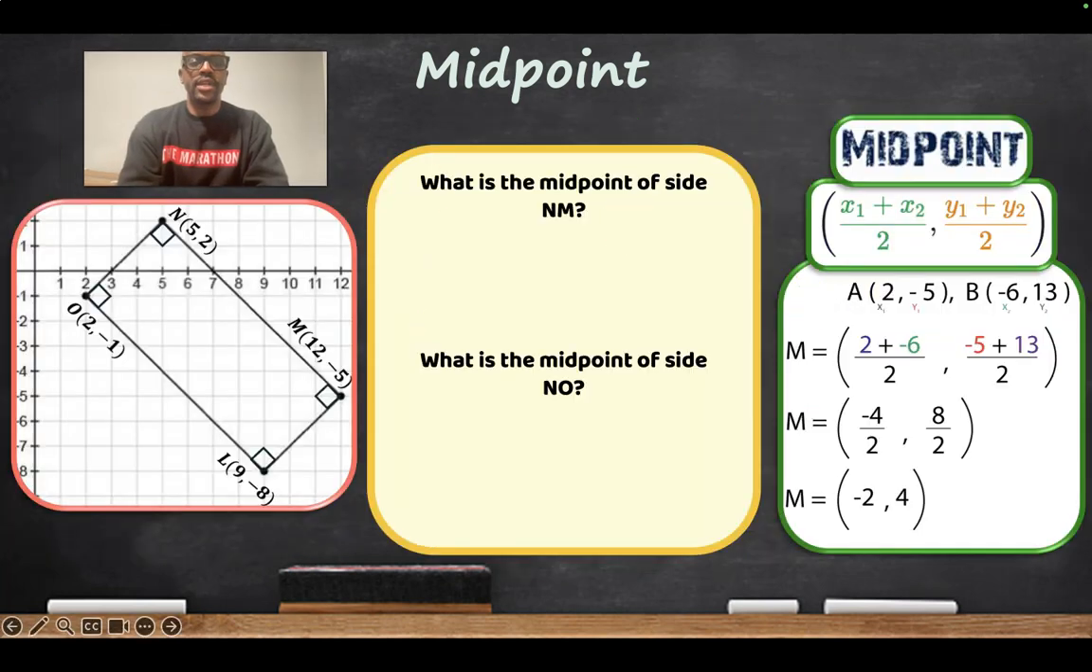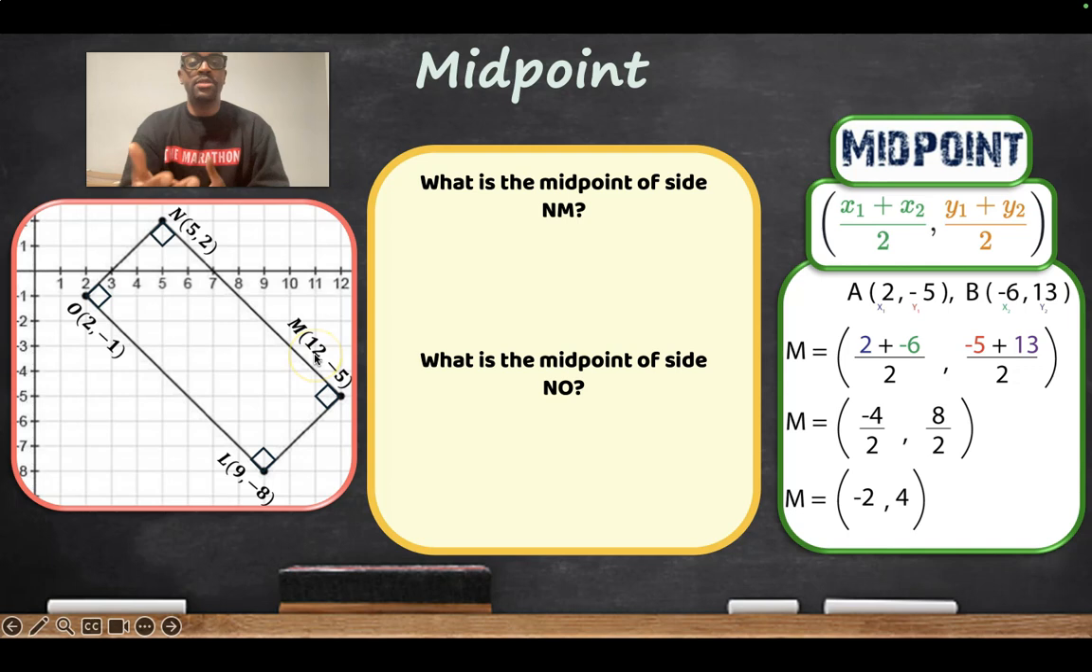So now let's go ahead and look at these two examples here. It says, what is the midpoint of side NM? And then it says, what is the midpoint of side NO? So sometimes they'll say, hey, find the midpoint between these 2 points. But then sometimes they might say, find the midpoint of this side of a figure. It's still finding the same thing. So if I want to find the midpoint of side NM, I'm looking at 5, 2, and 12, -5. I'm literally finding the midpoint between those two coordinate points.